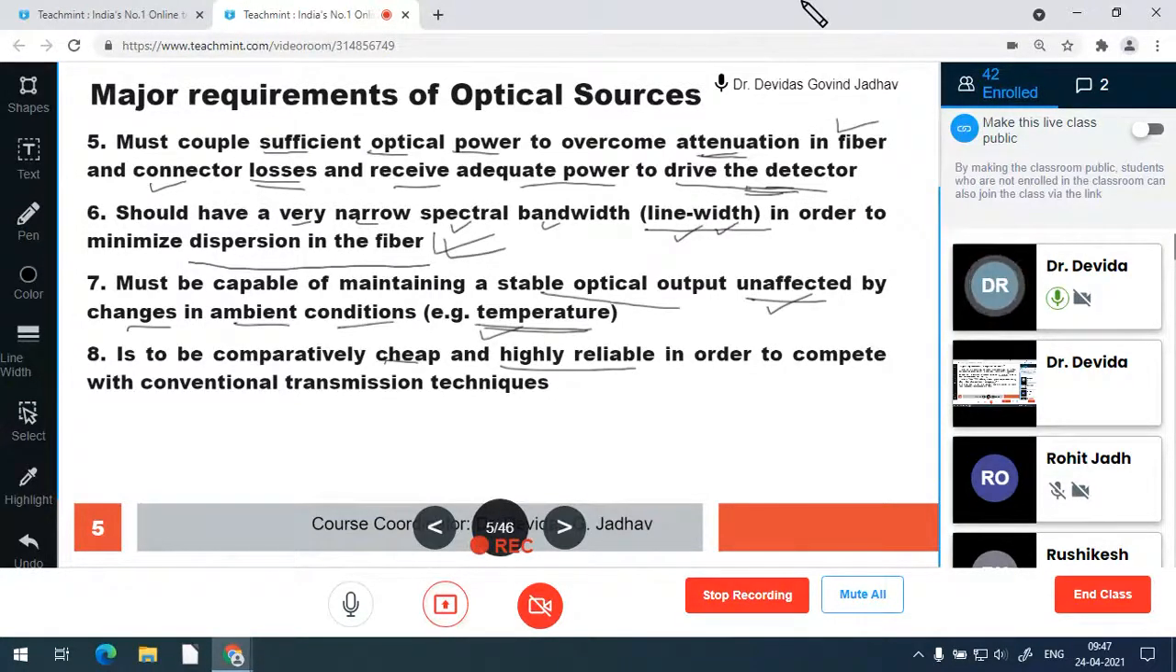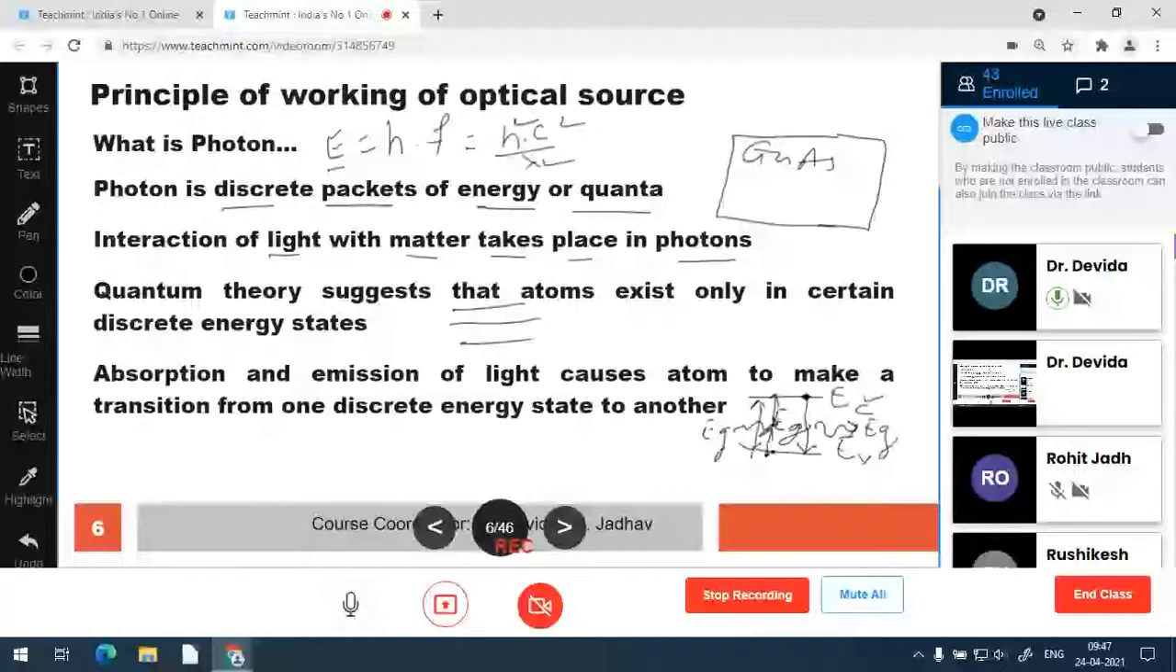Then next, it should have a narrow spectral bandwidth, or line width, in order to reduce the dispersion. Next, it must be capable of maintaining stable output and should not be affected by ambient conditions like temperature. Next, it should be comparatively cheaper and highly reliable, cost effective and reliable. So these are the requirements.